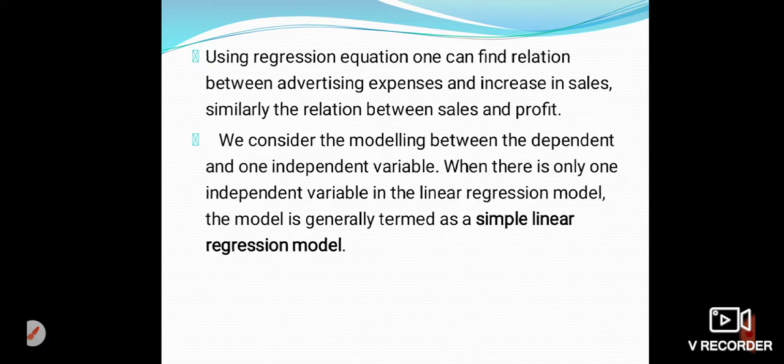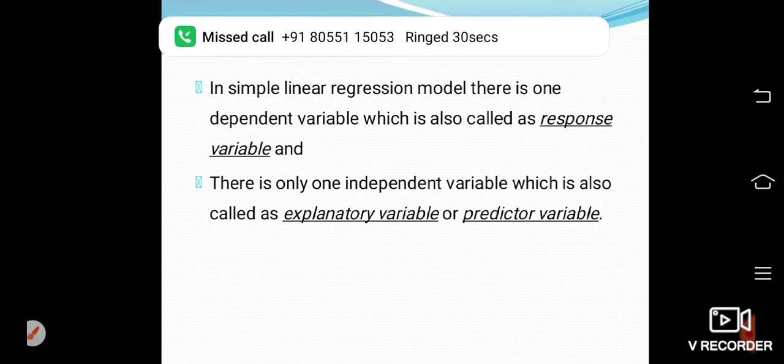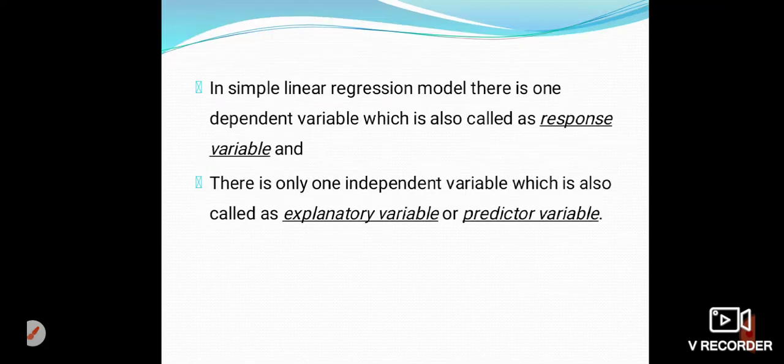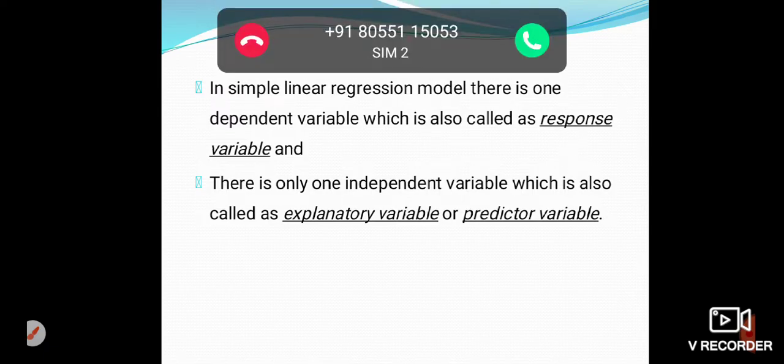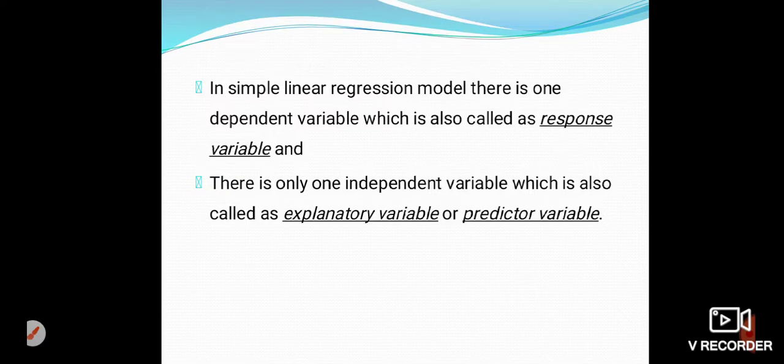We consider the modeling between the dependent and one independent variable. When there is only one independent variable in linear regression model, the model is generally termed as simple linear regression model. In simple linear regression model, there is one dependent variable which is also called as response variable, and there is only one independent variable which is also called as explanatory variable or the predictor variable.